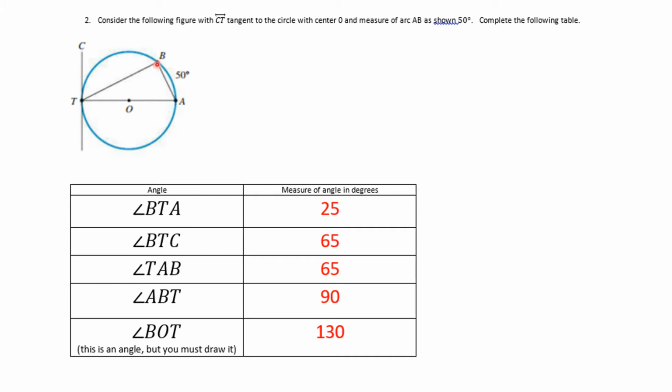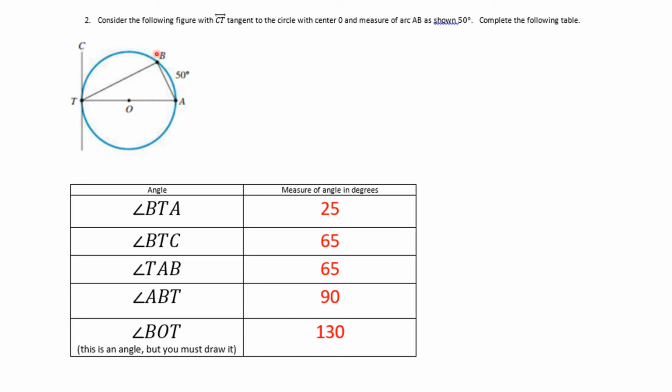BTC. BTC is this angle right here. And let's see, we know that the tangent to a circle is perpendicular at its point of tangency, so that means this is a 90-degree angle. So this is going to be the complement of this 25-degree angle, so that is 65 degrees. TAB.